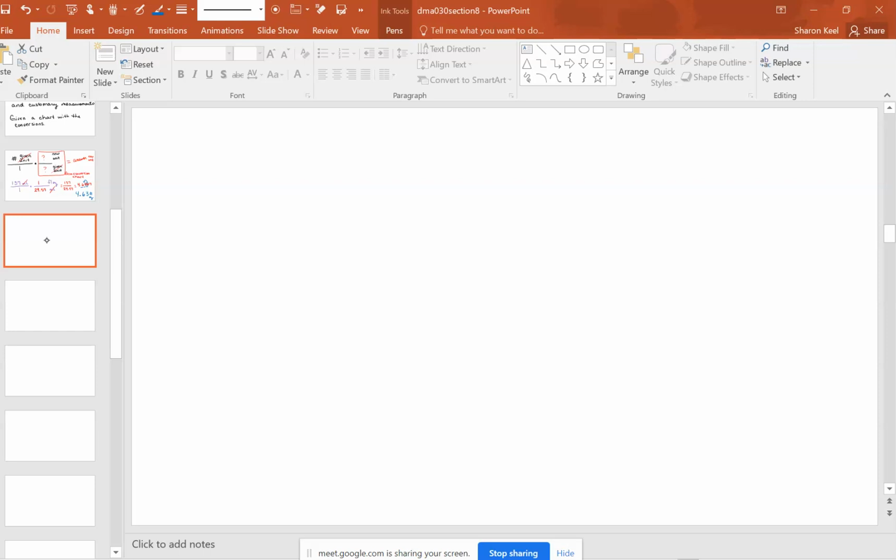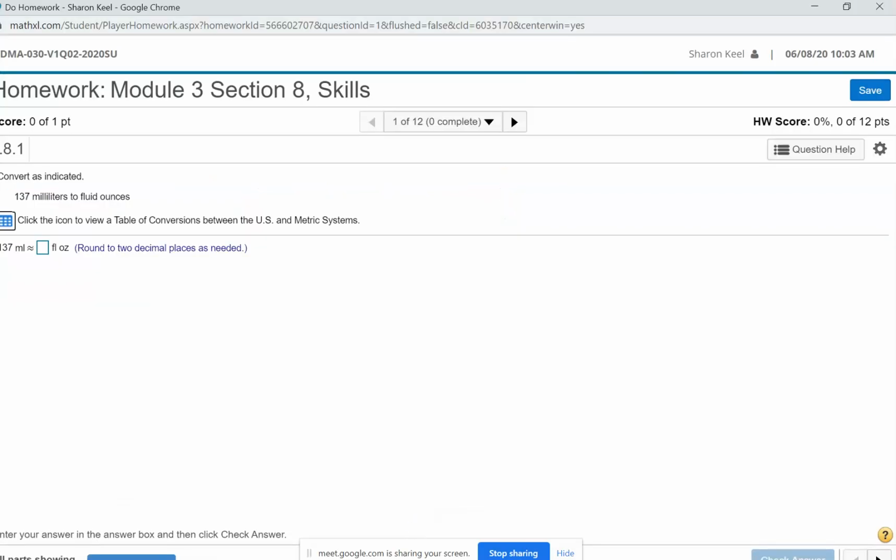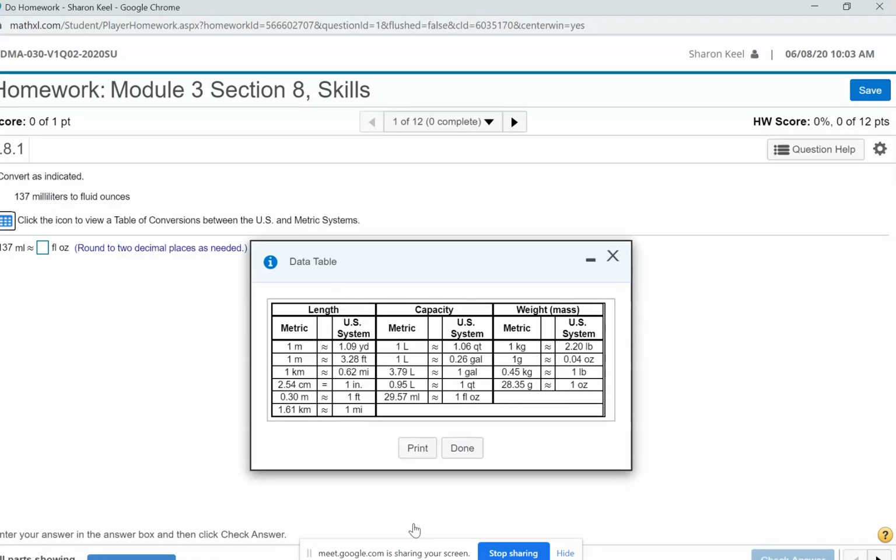I'm going to pull up one of the problems that's written in your workbook. This problem has 86 miles. I'm going to put that over 1, and they want me to convert it to kilometers. So my new unit is kilometers. My given unit was miles. I'm just going to come back to this page that I was just on here that has the conversions, and I'm going from miles to kilometers. So that's a length. So this is a meter to a yard, meter to a foot, kilometer to a mile. Now, if you notice, kilometer and mile are up here 2 times.